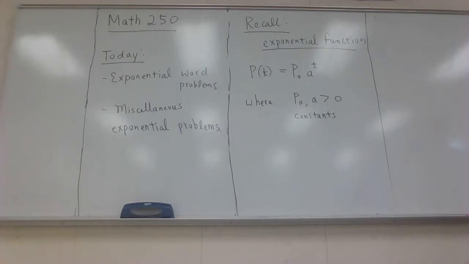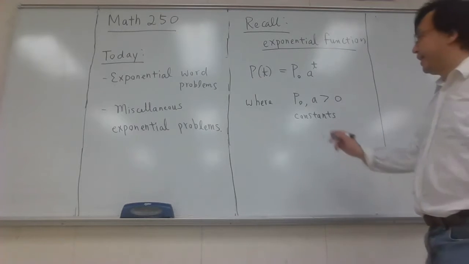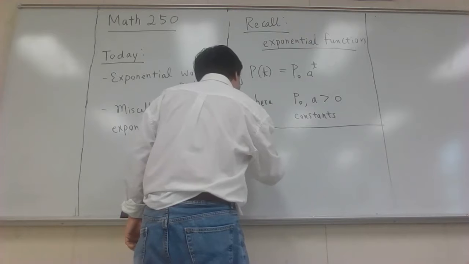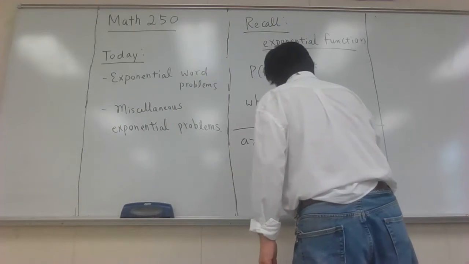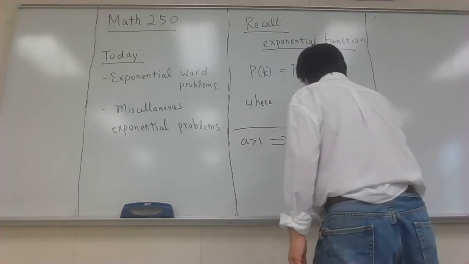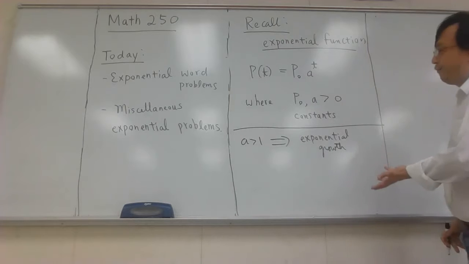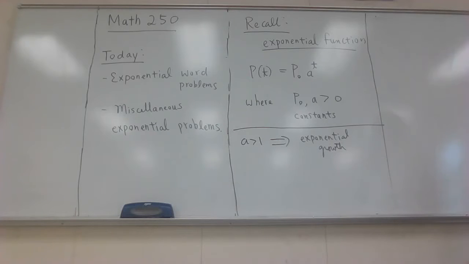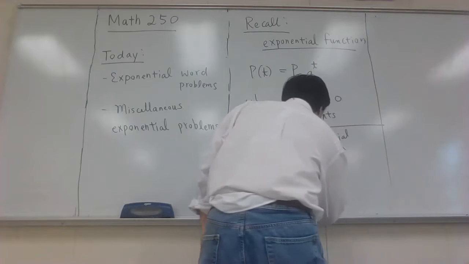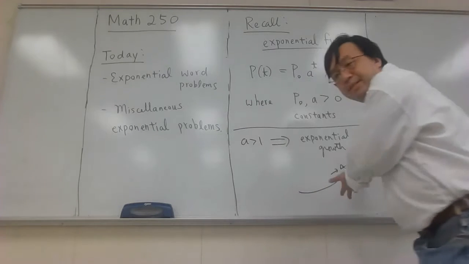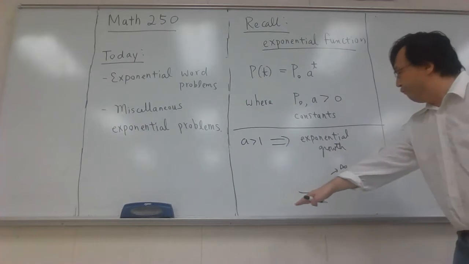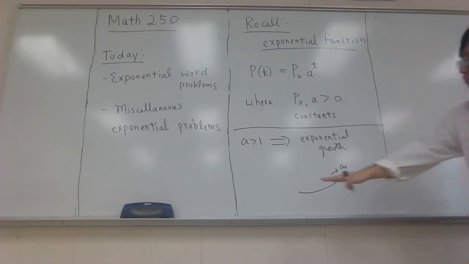And recall that for exponential functions, there are two cases. The first case is where the base a is strictly bigger than 1, and that's the case of exponential growth. Remember what the picture for exponential growth is. It's roughly like this. As you move forward in time, the function blows up to infinity.